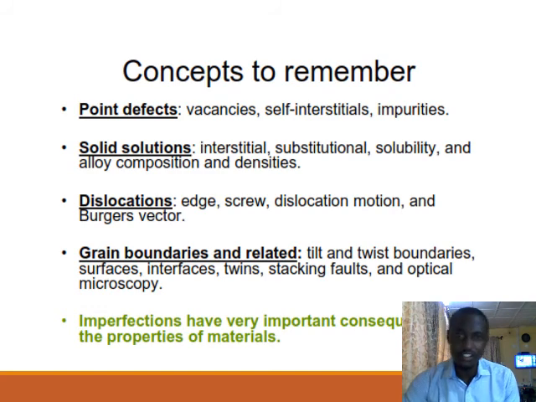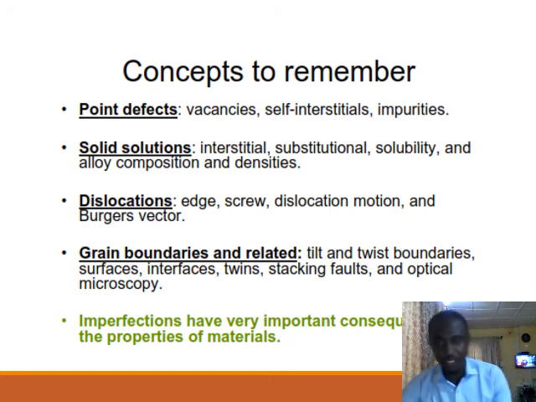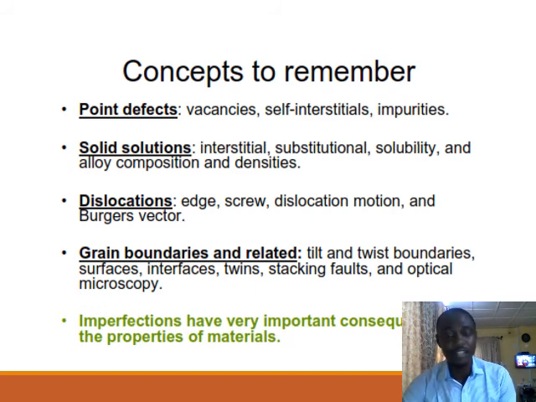So some of the concepts that I want you to remember is a point defect, which is the vacancy, the self interstitial, impurity, and the formation of a solid solution. You remember we talked about an interstitial solid solution, and we talked about a substitutional solid solution, the formation of alloy, their solubilities, and you must understand the factors that determine the formation of an interstitial solid solution or a substitutional solid solution.